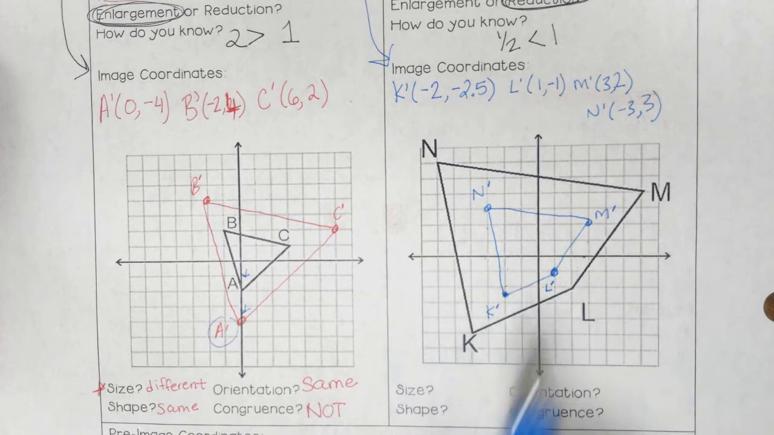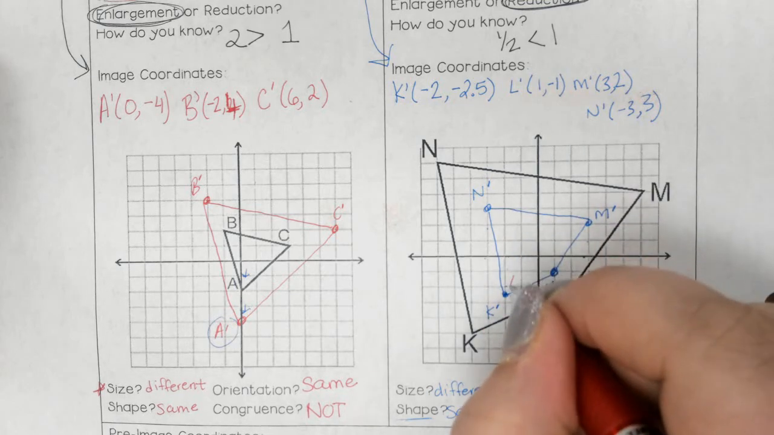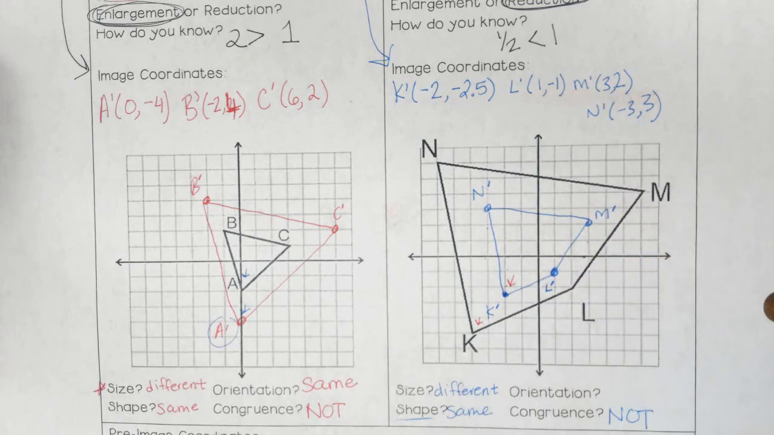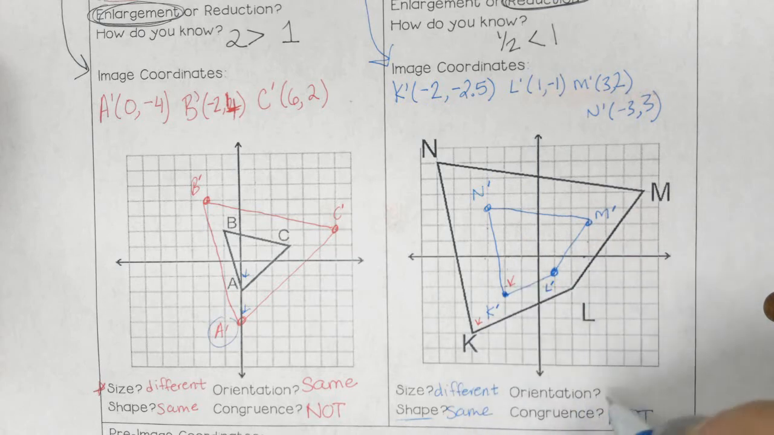And we see the same shape, but the size is different. It's smaller now. Since the shape and size are not both the same, these quadrilaterals are not congruent. If I had an arrow pointing to K in both the pre-image and the image, my arrow is pointing kind of down and to the left. The orientation is the same.